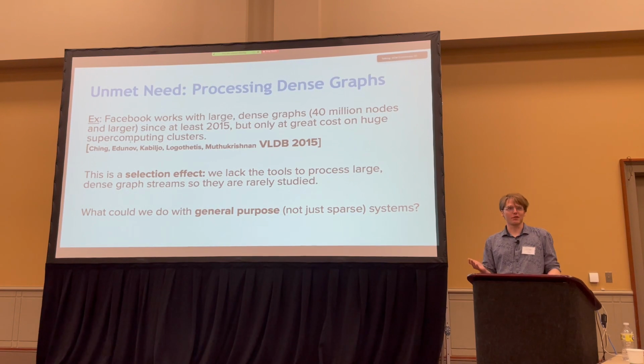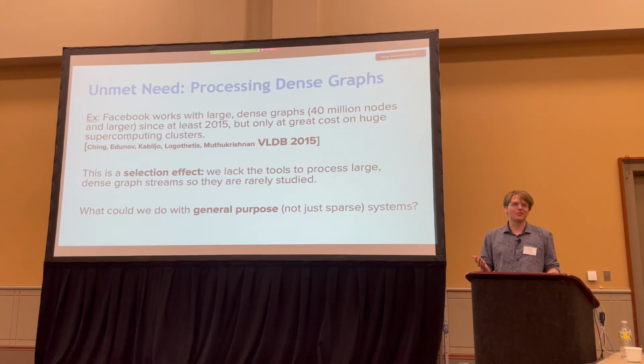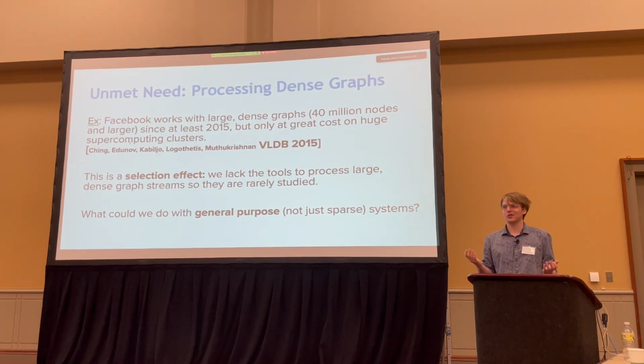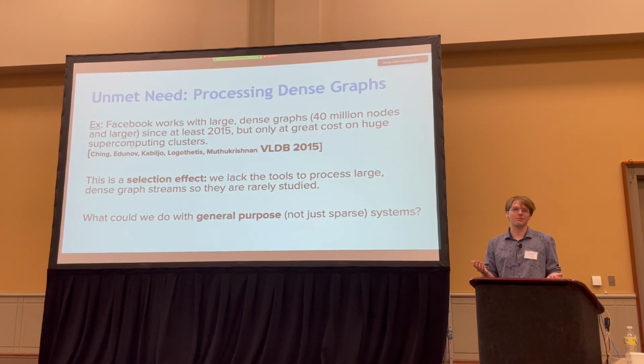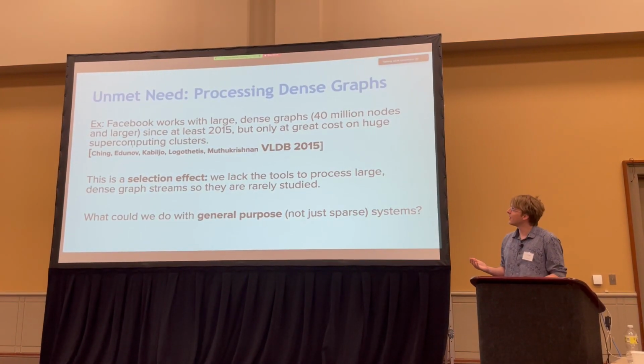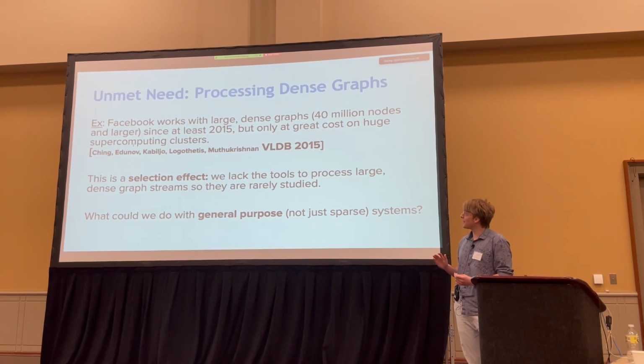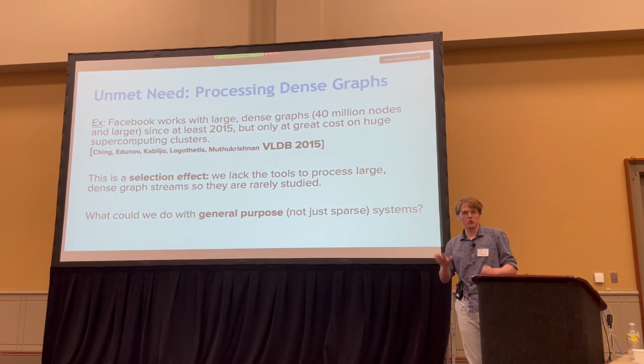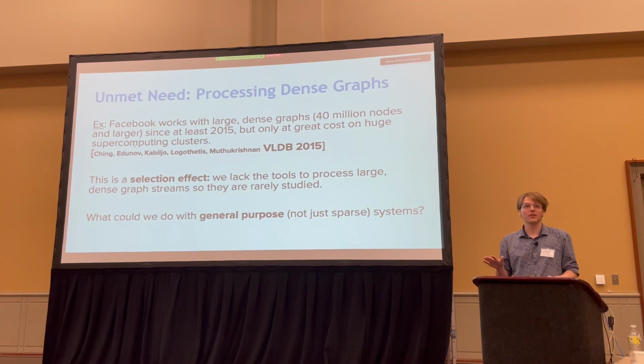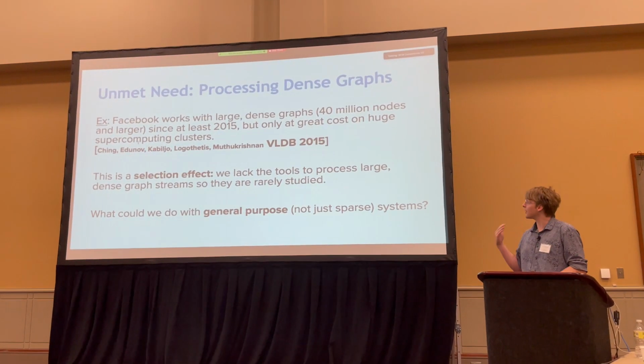So maybe that's fine if you're Facebook, but if you're anybody else, and maybe somebody who's more prone to sharing your data, then probably if you have a data set like that, you just decide to think about it some other way or give up entirely. So I would like to propose that this is probably a selection effect. We lack the tools to study large and dense graph streams, so they're very rarely studied, and they're not published.